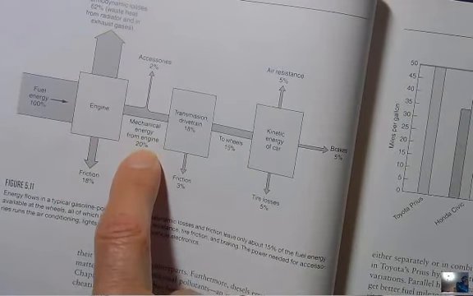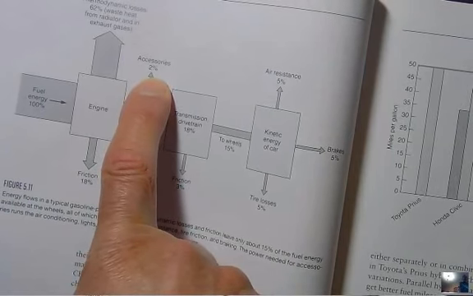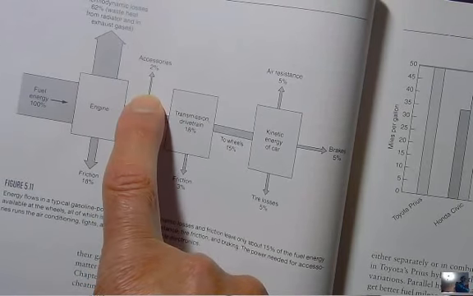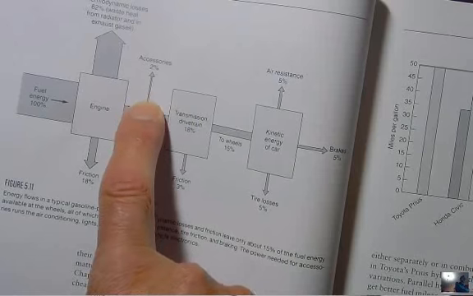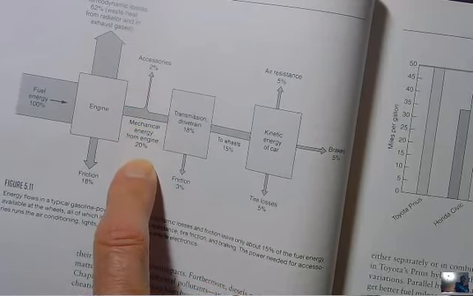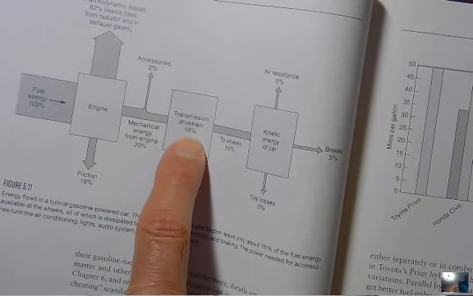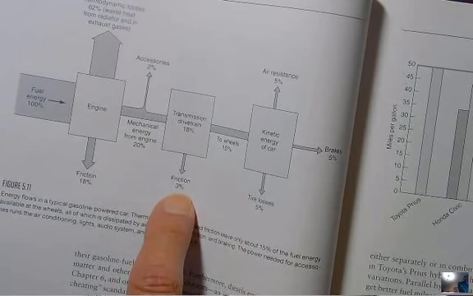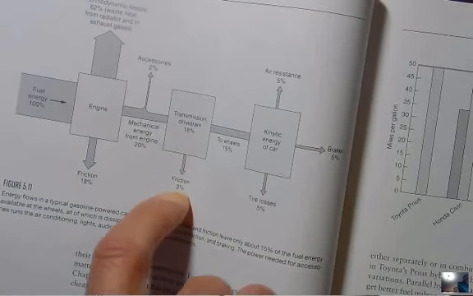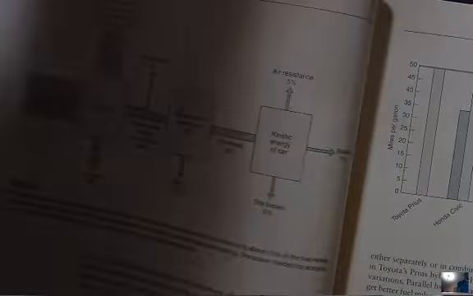Okay? All right. So of the 20% that makes it out of the engine, 2% of it is lost to accessories. So what are those accessories? Your air conditioning, your radio, and your alternator to run the lights and all of those systems that keep your battery charged. Okay, that means 18% of it makes it to the transmission. The transmission loses a little bit. It loses 3%. That means only 15% of it gets to the wheels.